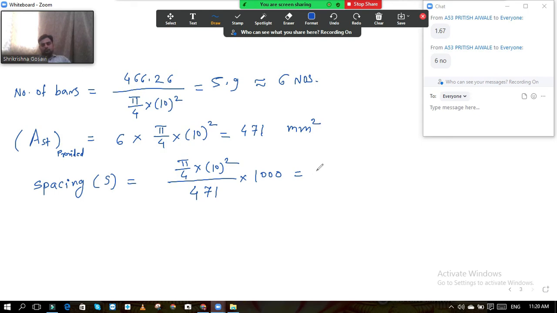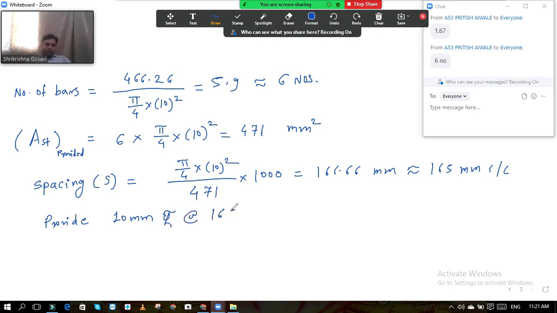166.66 mm. So we will round off this spacing to 165 mm center to center. So here I can write: provide 10 mm bars at 165 mm center to center. So this is our main reinforcement. Okay, this is your main steel for flight AB.